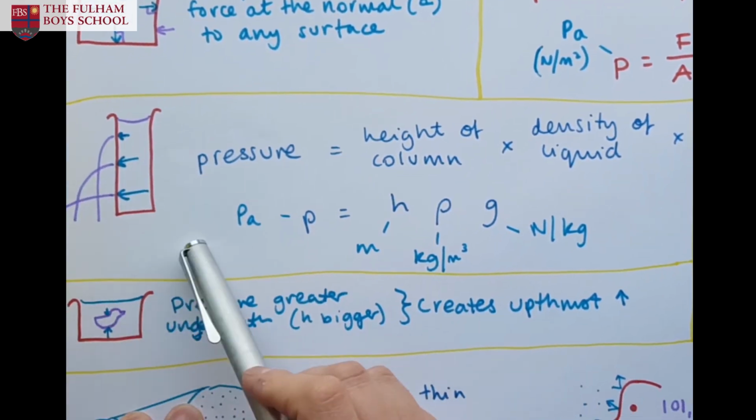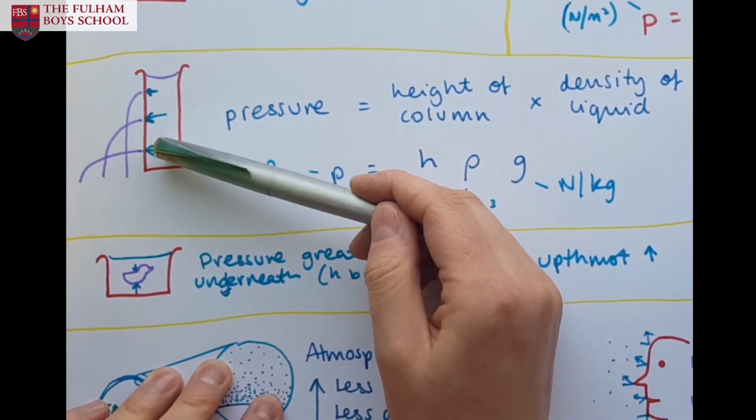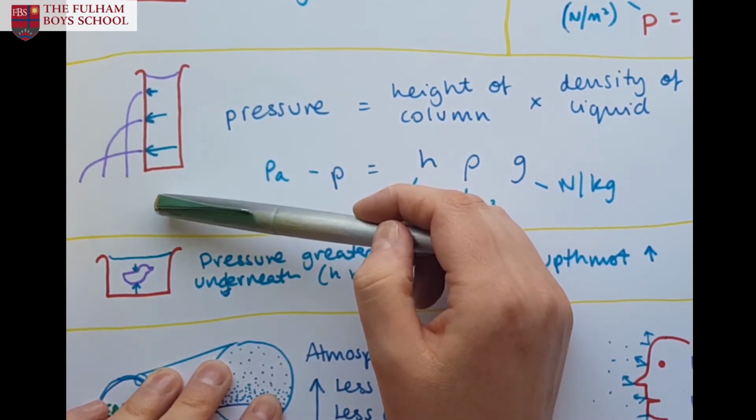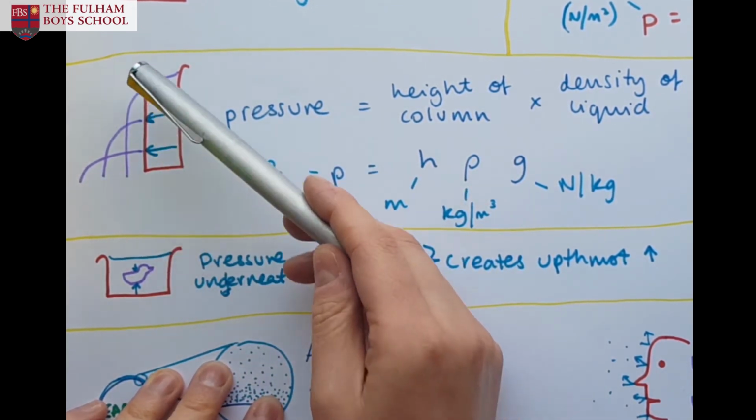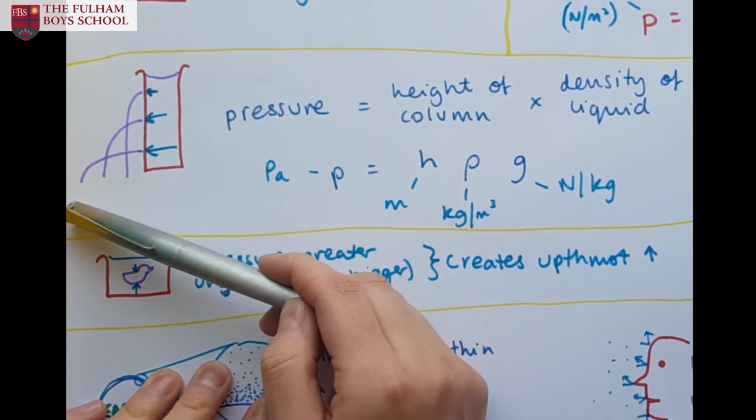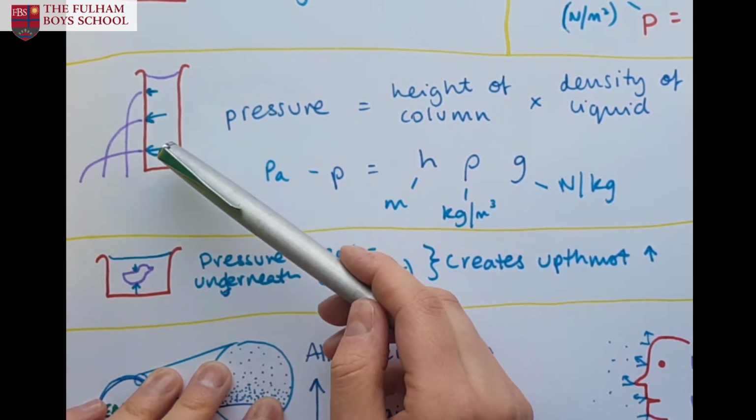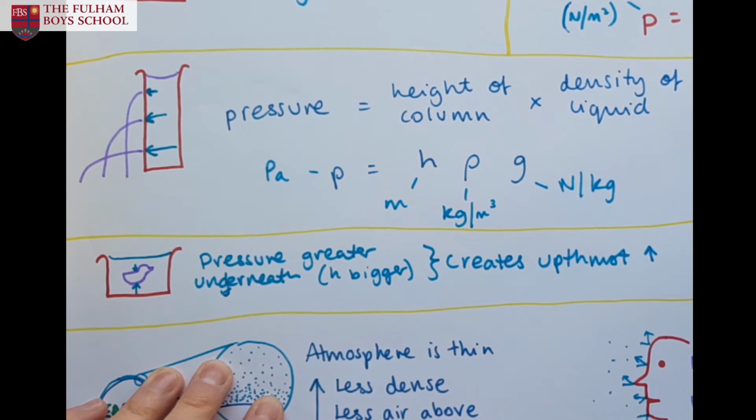Now, this diagram just explains what happens. The further down you go in the liquid, the greater the pressure is. And the classic experiment is to have 3 holes and see that at the bottom it shoots out with much more pressure than at the top, because the pressure is greater at the bottom.